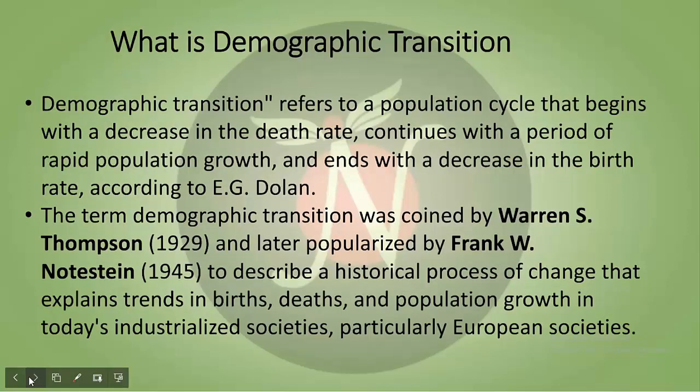So what is the demographic transition? Demographic transition refers to a population cycle that begins with a decrease in the death rate, continues with a period of rapid population growth, and ends with a decrease in the birth rate, according to E.G. Dolan. This was the definition of demographic transition.